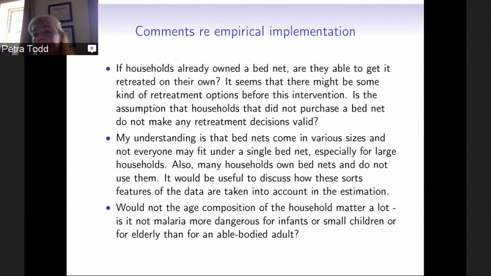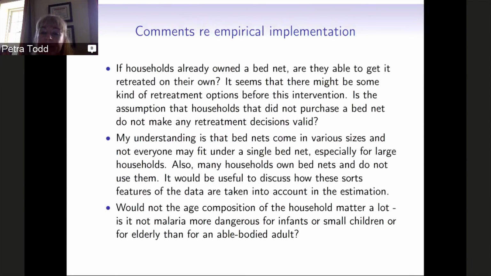I also wondered, if these households had bed nets, whether they had retreatment options on their own, because it seems like there should have been some way for them to get the bed nets treated if they already owned them, outside of the intervention. And then there is this issue that the bed nets come in certain sizes, I think, and households that are really large, maybe not everybody can sleep under the bed net, and household size was the only thing incorporated in the model as a factor affecting the probability of getting malaria. But it seems like maybe you'd want to also incorporate information about the age of household members.